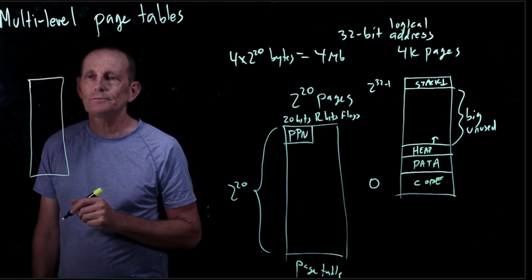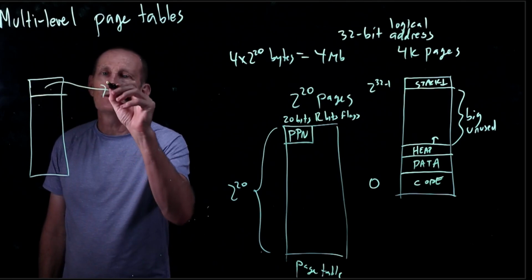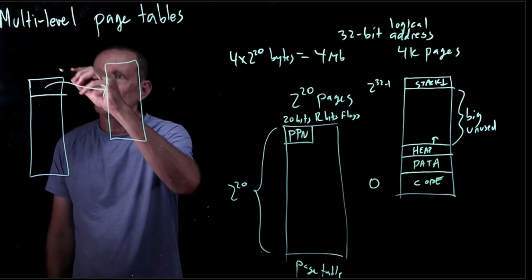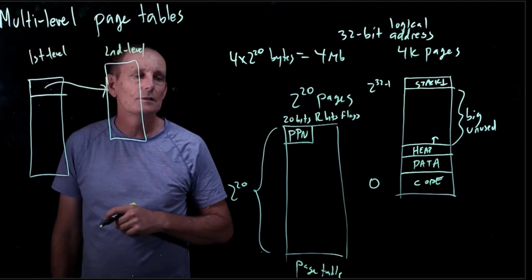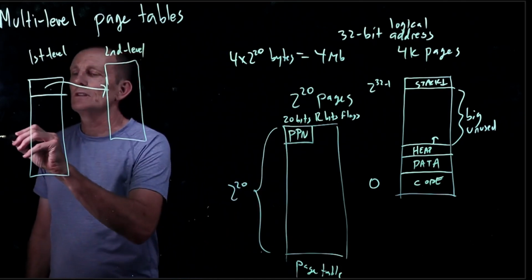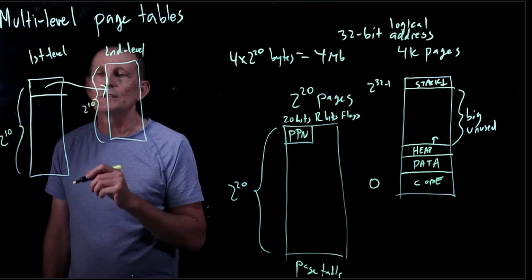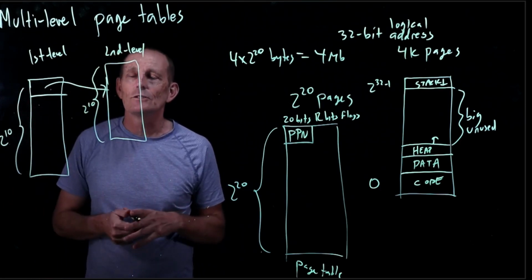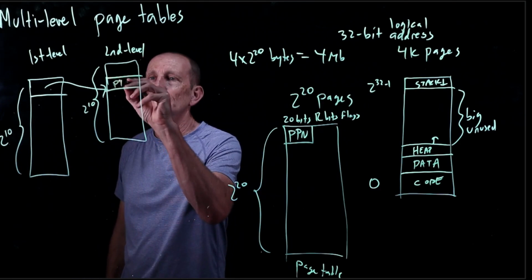We have one table, which then has an entry that points to another table. So this is the first level, and this is the second level. So instead of having 2 to the 20th entries here, we might have 2 to the 10th entries here. And this might be an additional 2 to the 10th. And so if each one of these can point to another 2 to the 10th, the total number is 2 to the 10th times 2 to the 10th, or 2 to the 20th. So we have the same effective number of page table entries, right? Because these are all page table entries.